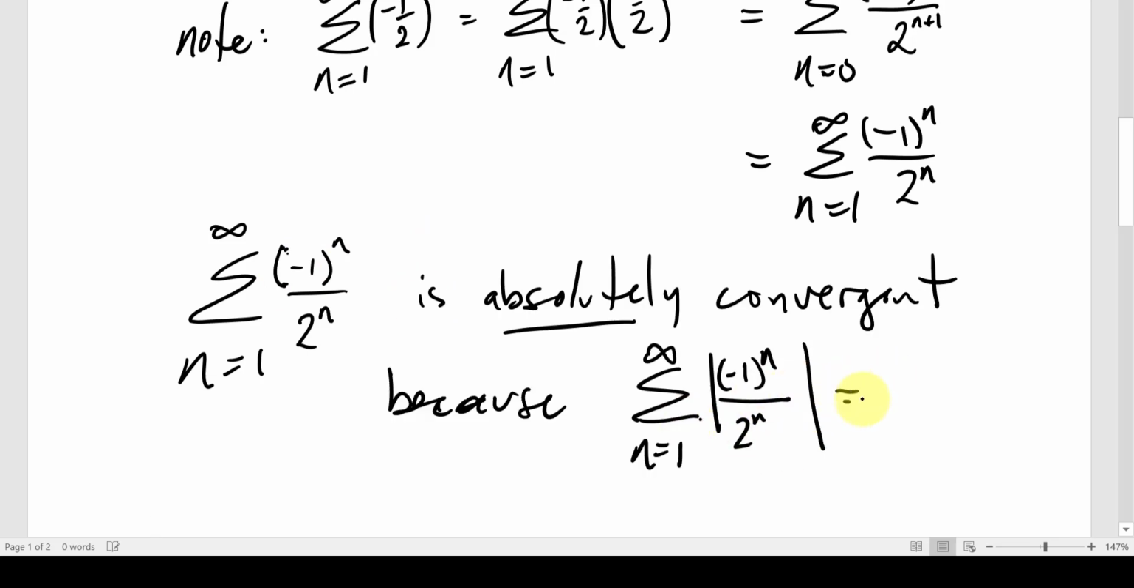So this series, no matter how I wrote it, is the same thing. If I put absolute value, I get a different series which I know will converge. It's also geometric. It has an r of 1/2 and a first term of 1/2, and it's convergent because r is less than 1 in absolute value. So because when you take the absolute value of every single term, you get another series that is convergent, you say that the series is absolutely convergent.